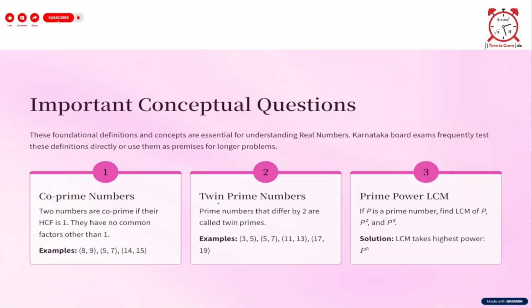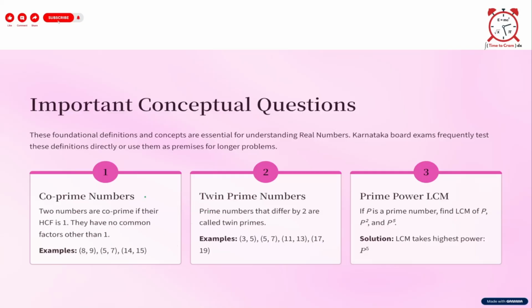Next, important conceptual questions. Very important. Sometimes what happens, we do not know the basic concepts, so we make mistakes in our core sums. So let us revise these basic concepts. These foundational definitions and concepts are essential for understanding real numbers. Karnataka board exams frequently test these definitions directly or use them as premises for longer problems.